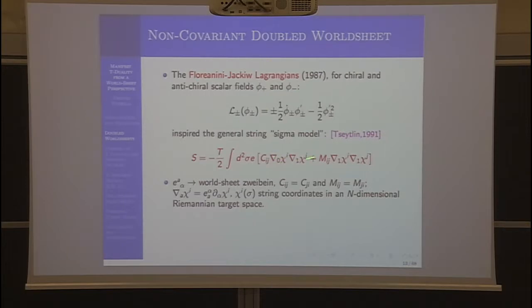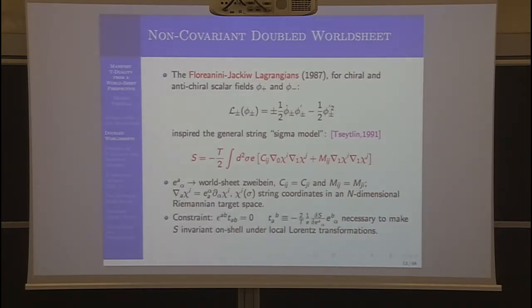This Lagrangian inspired this general string sigma model written by Tseytlin in terms of a worldsheet zweibein, two matrices which are symmetric, and the covariant derivative of the functions X^i, which are the string coordinates in an n-dimensional Riemann target space.